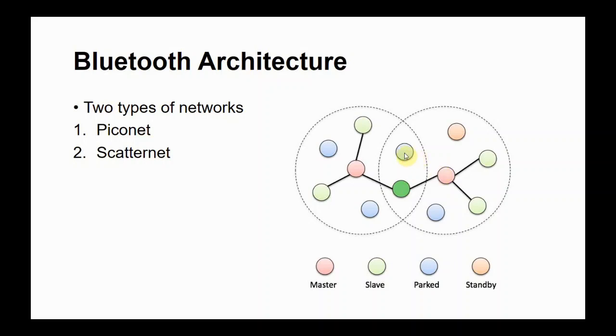Here you can see parked nodes. The nodes which are in parked states are in blue color. The light green colors are connected to each other.